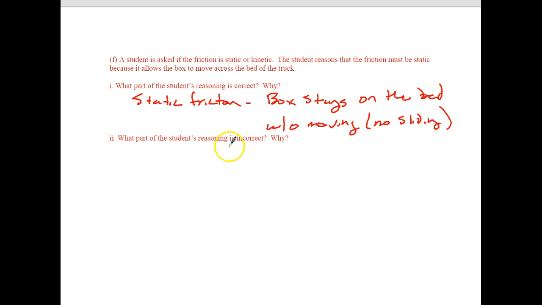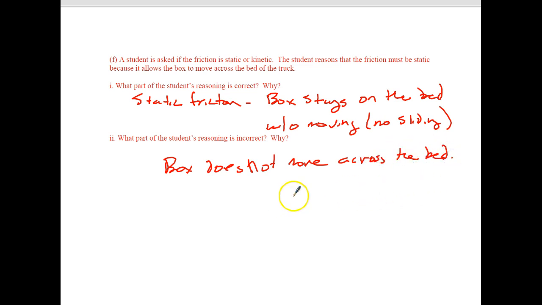What is incorrect, and it is their explanation, and it says the box moves across the bed. So the box does not move across the bed. They want to know why, and it's basically because that's what the problem reads. Problem directions. And that's probably all you would need to say.